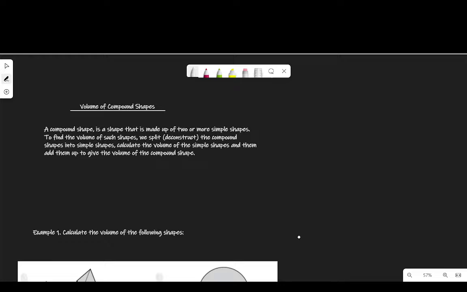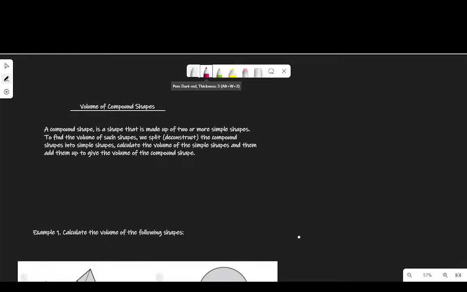And to calculate the volume of such shapes, we need to deconstruct or split up the compound shape into the several simple shapes that make up the compound shape. Then we calculate the volume of the individual simple shapes, then add everything together to give us the volume of the compound shape.